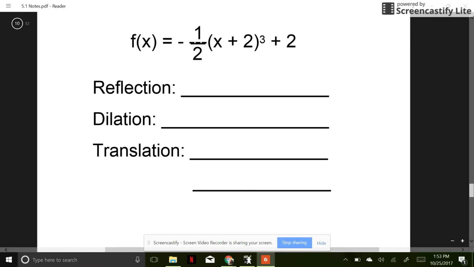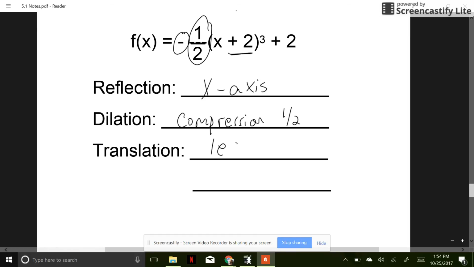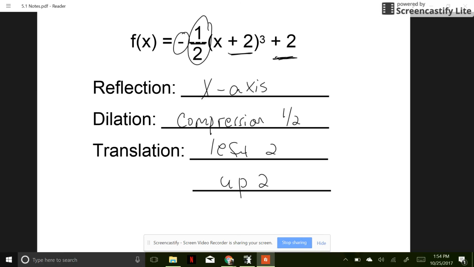On this one, reflection, we're multiplying by the negative. So that means we have an x-axis reflection. Dilation, we're multiplying by 1/2. That means we're going to be doing a compression by 1/2. Translation, inside the function is affecting the x values. Backwards in our mind, we're moving left 2. Outside the function is our vertical movement. We're moving up 2. So we're going to use these values. Now we're going to start looking at the graphs and see how to come up with the equation based on the graph.